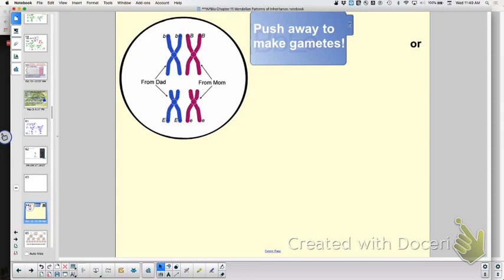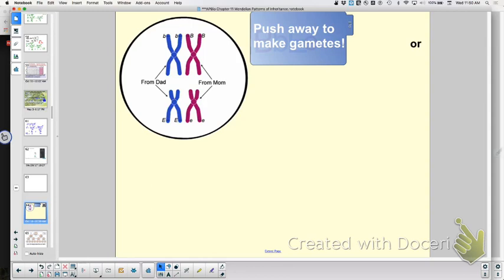Now, in meiosis 1, it's all about separating the homologous pairs. In meiosis 2, you're separating the sister chromatids. All right. Independent assortment occurs when? Meiosis 1, what stage? Metaphase 1. And that is saying that when you have a homologous pair like you see right here, each homologous pair can line up independently of the other pairs. Do you agree with that?